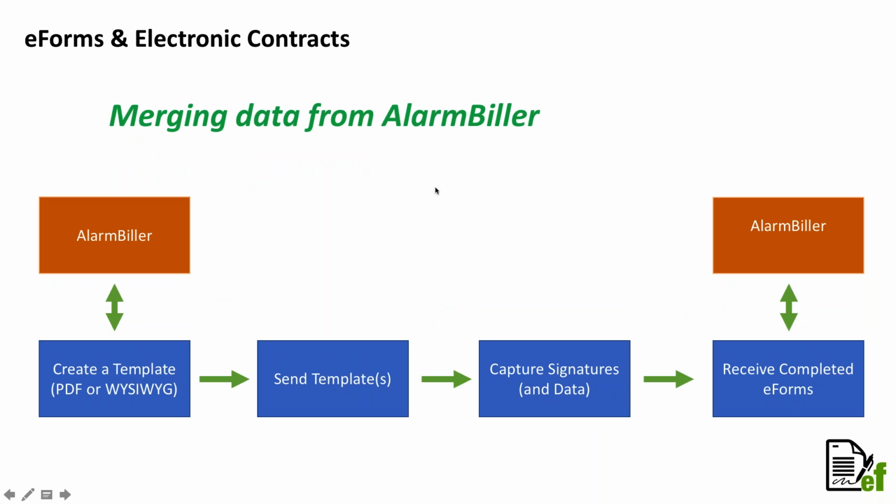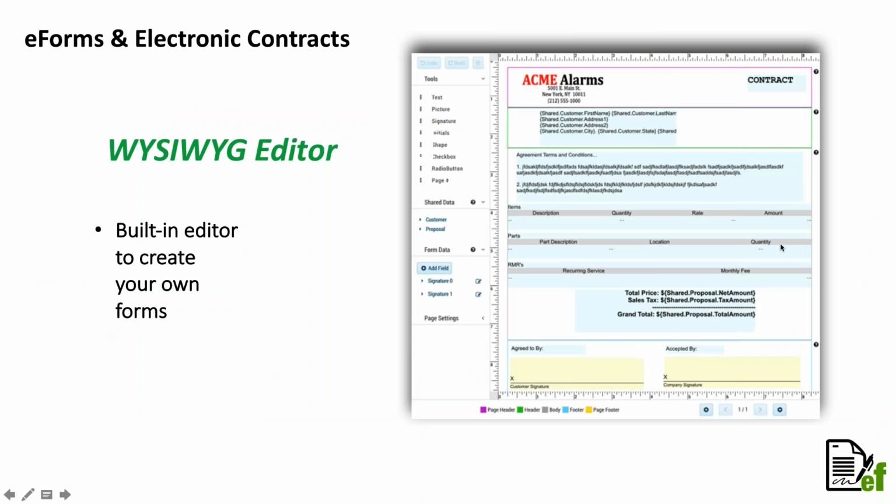Now, when it's integrated with AlarmBiller, you can create a template, PDF overlay or WYSIWYG editor, and you can tell that specific template to integrate with AlarmBiller and pick which fields it's going to integrate with. So from there, for example, if I have a contract, I create the template, I tell it to auto-populate name, address, and other specific fields, deliver the template, capture the signature, and then receive the completed eForm, and it pushes it back into AlarmBiller and stores it in the customer profile.